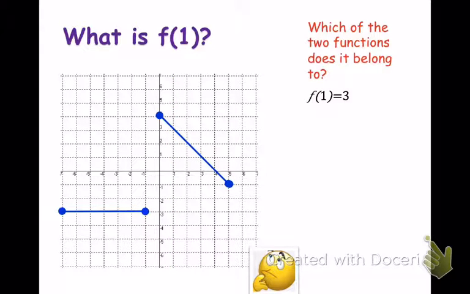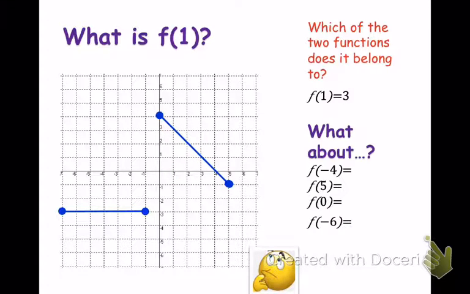Go ahead and write this on your paper. So one more time. At positive 1, where does it hit the function? It hits it right here. At 1, it's 3. Let's go ahead and try the rest. So go ahead and try out -4, 5, 0, and -6. Feel free to pause it. Otherwise, we'll just go over it.